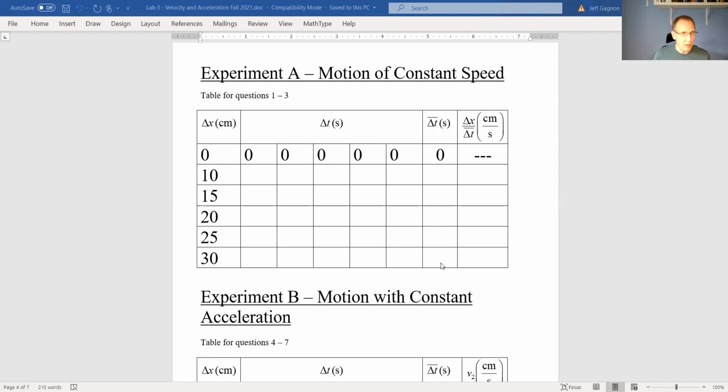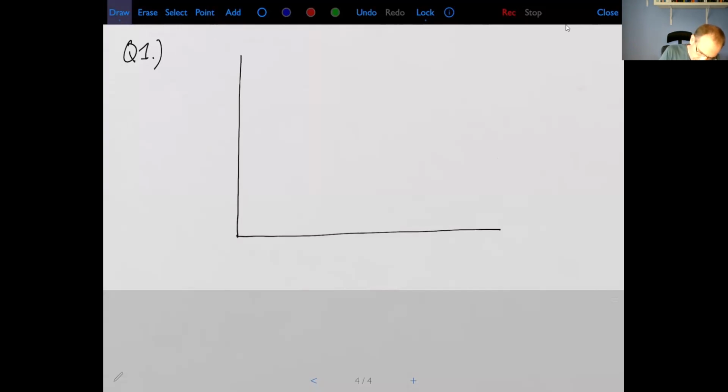So if you do that, what do you get? Well, actually, let's go to the iPad to kind of look at this. Okay, so this is basically question 1, and I'm plotting position in centimeters on the y-axis versus time in seconds on the x-axis. And we know that since the velocity of the cart should be constant, the shape of this graph should be linear, right? This function should be linear.